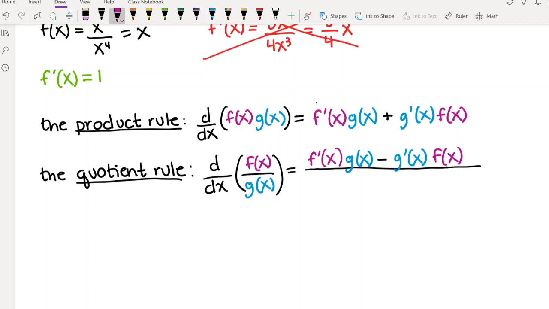And then in the denominator, we're going to take our function that is originally in the denominator, so g of x, and we're going to take that function and we're just going to square it. We're not going to take the derivative or anything. We're just going to take that function and square it.